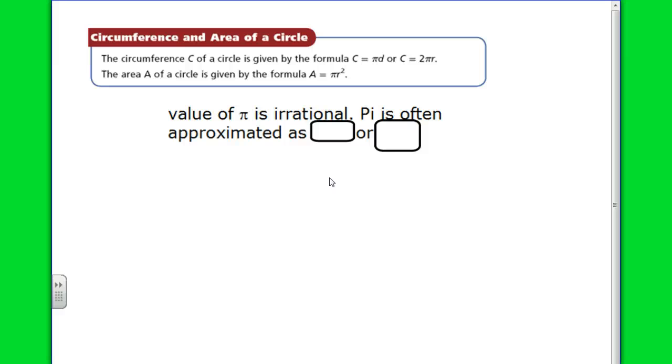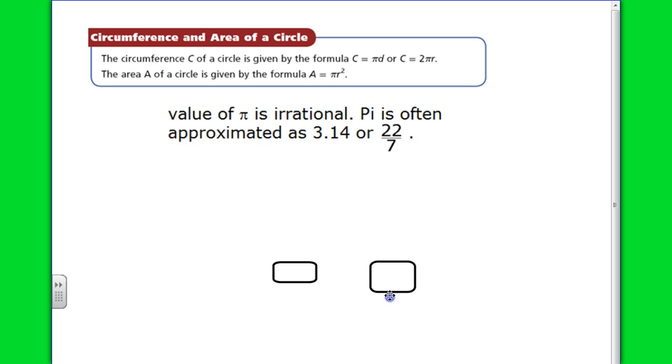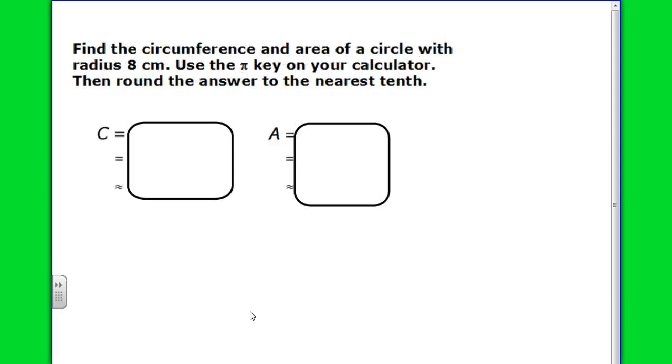Pi is often approximated, though, at what? To the hundredths. 3.14. And then the fraction, 22 over 7. 22 over 7. Those are often used. You may use your calculator in geometry, and there's a pi key, which is more precise than 3.14 because it takes it out to more digits. So use it when you're approximating, okay?